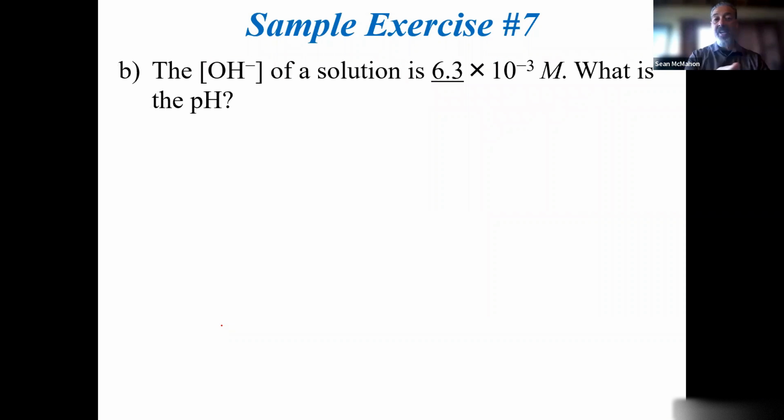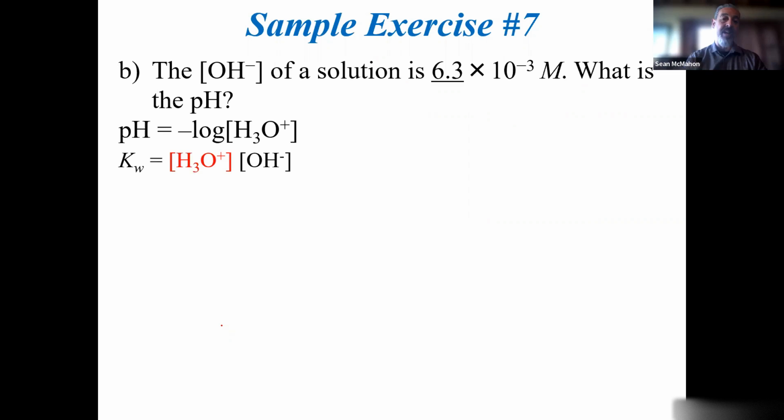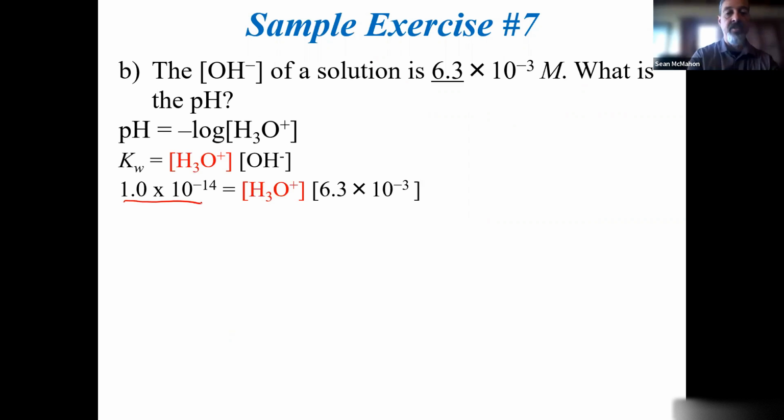However, what if I give you the hydroxide concentration and I want pH? Not a problem. I know pH is negative log hydronium. Then give me hydroxide. I can solve for the hydronium. How? Kw. I know Kw equals hydronium times the hydroxide concentration. Kw is a constant. I use my hydroxide concentration.